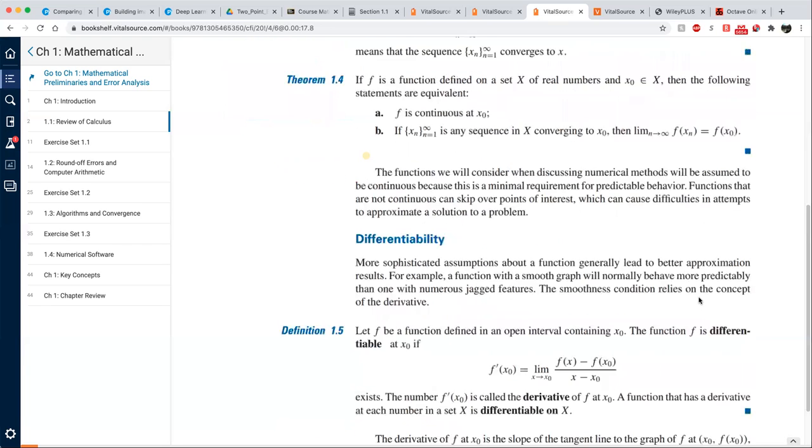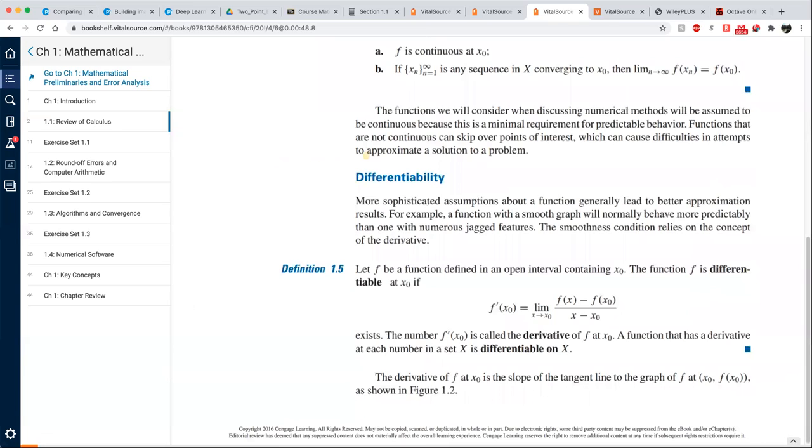Okay, so now next one, differentiability.